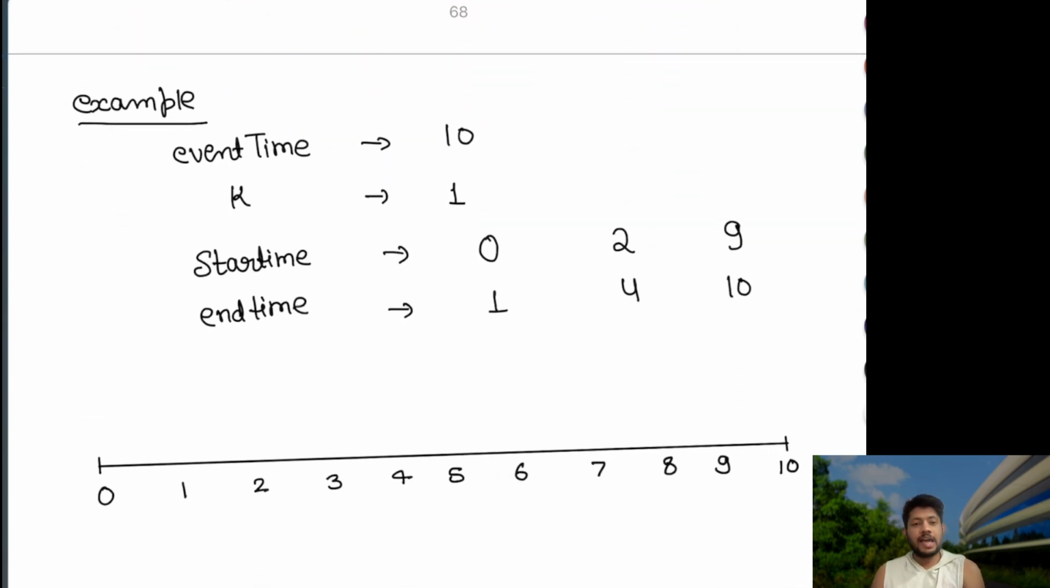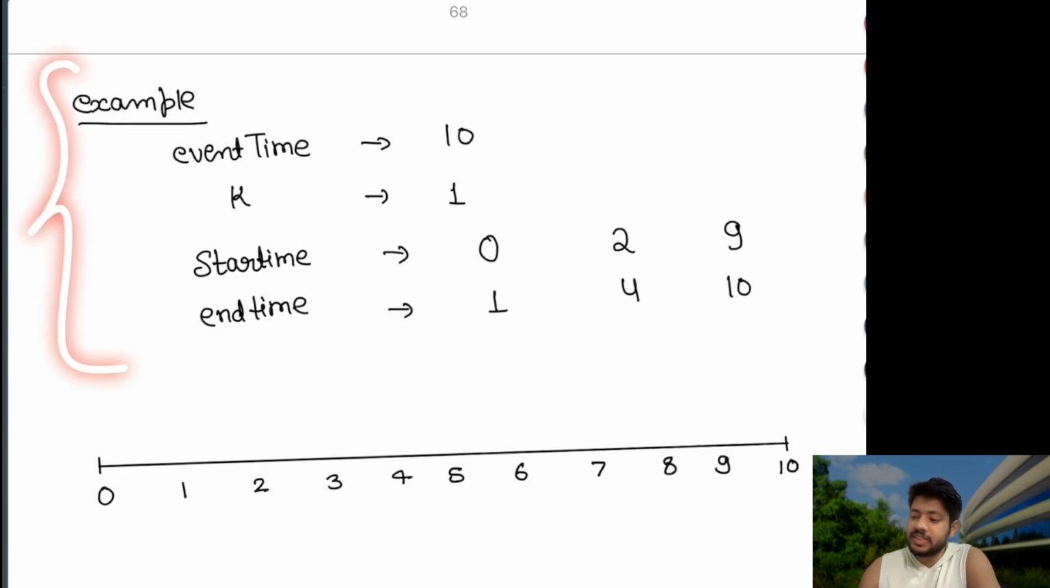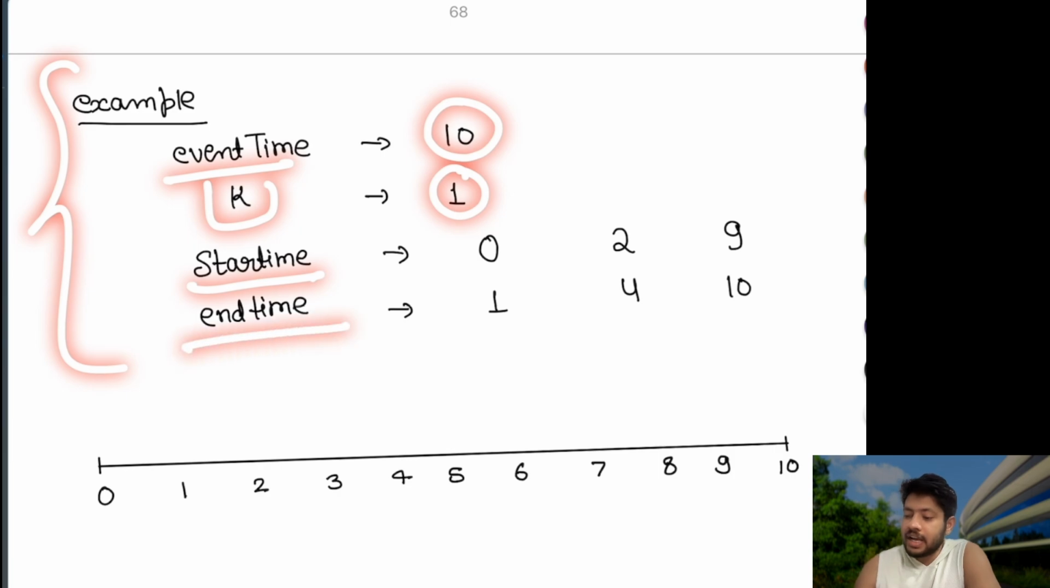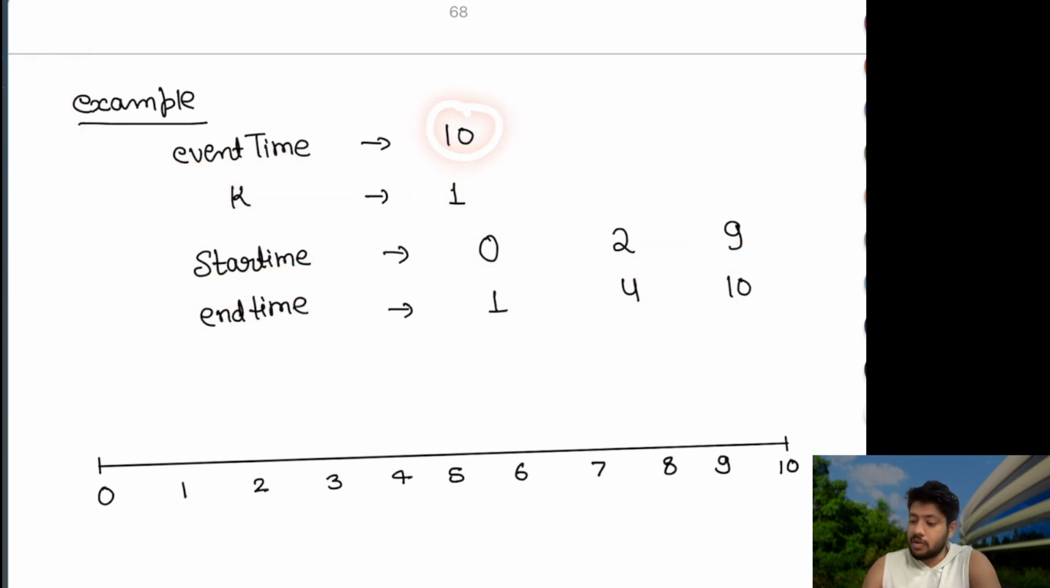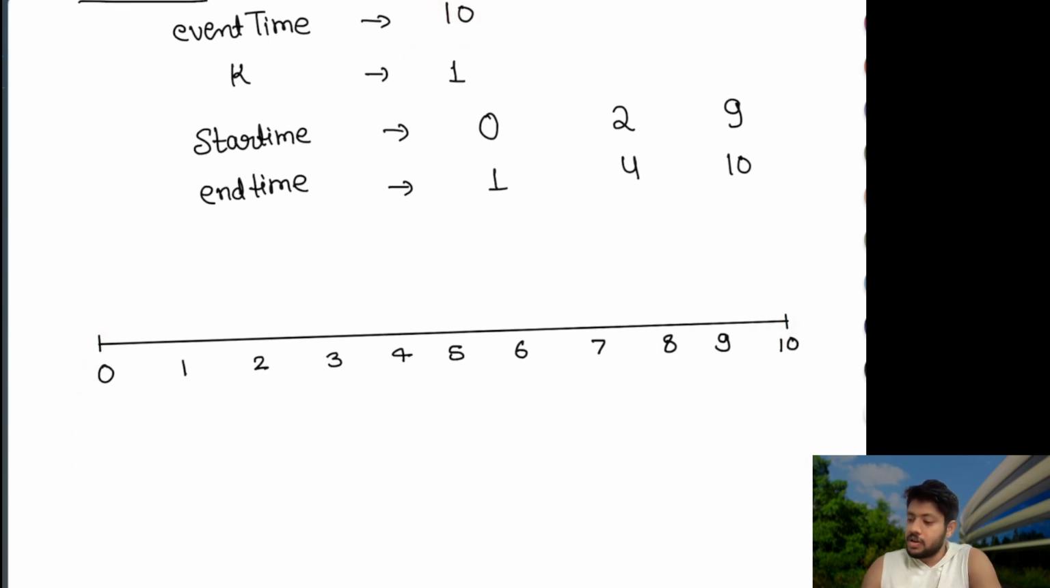Let me jump on to the example to explain how this question looks and how we can reach the output from the given input. So let us say this is one of the examples in which the event time is 10, the value of k is 1, and start time and end time are 0, 2, 9 and 1, 4, 10. Event time 10 means I have events from 0 to 10. This is my event timing. Between 0 and 10 only, all my meetings are going to be held.